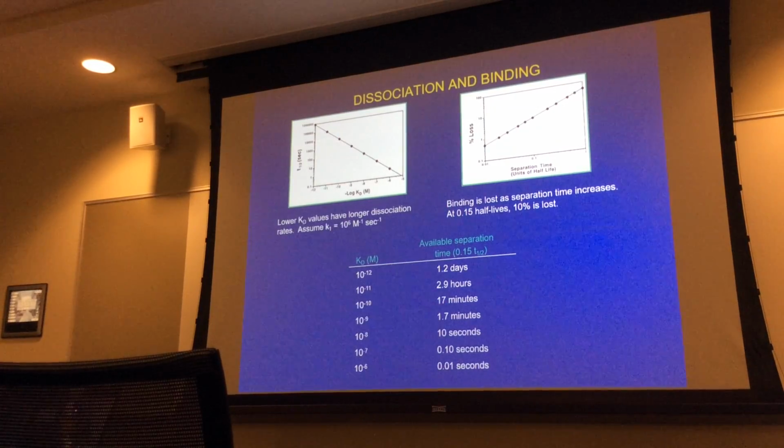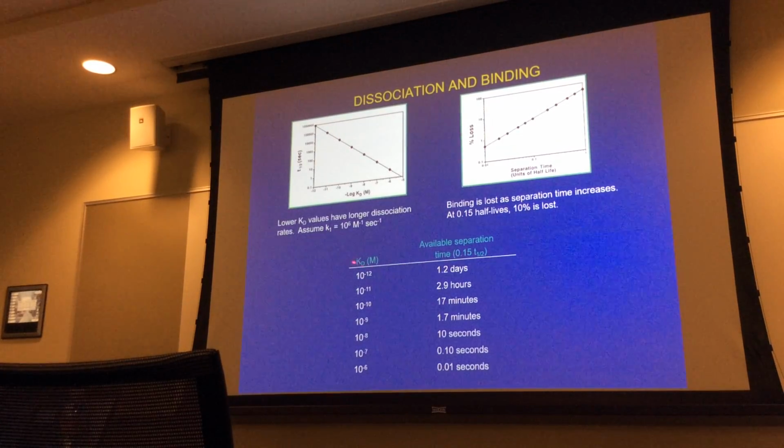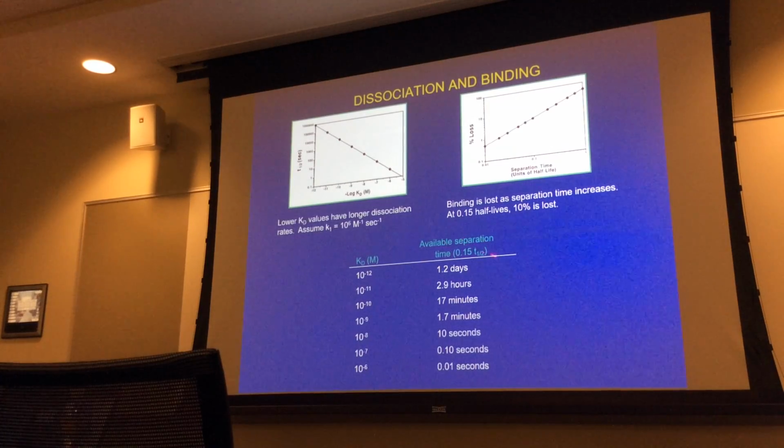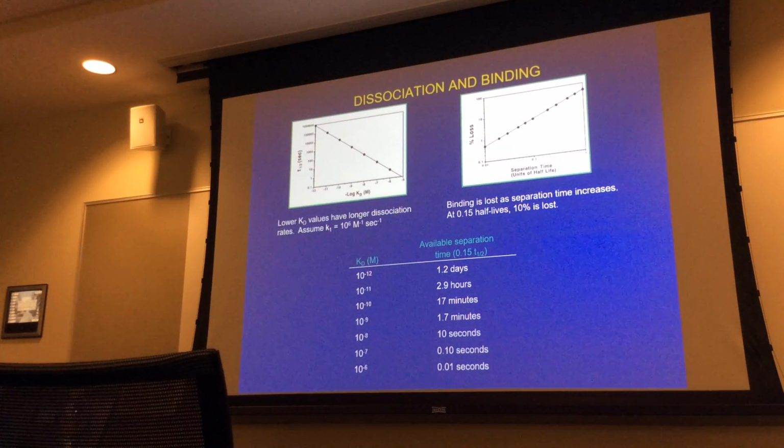So all you do is to combine these two things together and say, given a certain affinity for different drugs, how much separation time do you have so that you have no more than 10% lost? Well, if you're doing your assay with a drug that has a typical affinity of 1 nanomolar, 10 to the minus 9 molar, you have 1.7 minutes to proceed with the separation of bound and free ligand. That's a long time in a laboratory experiment, so you're fine, you're good with that.